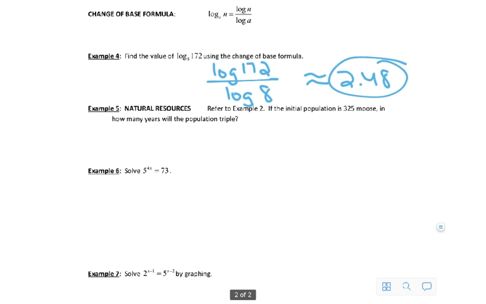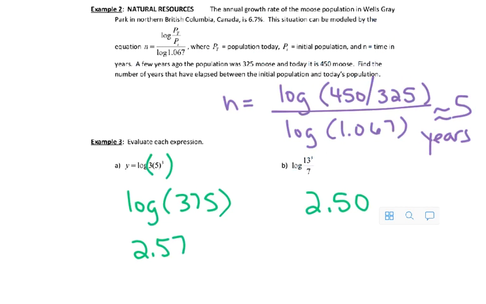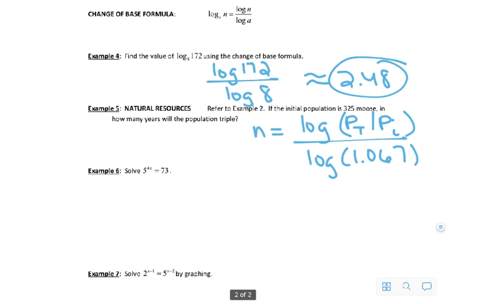In problem 5, it says, refer back to example 2. Example 2 was the one that told us that the population of moose was the log of the population today divided by the initial population, all over the log of 1.067. At least that's what I think it was. Let's look back. Yes, 1.067.